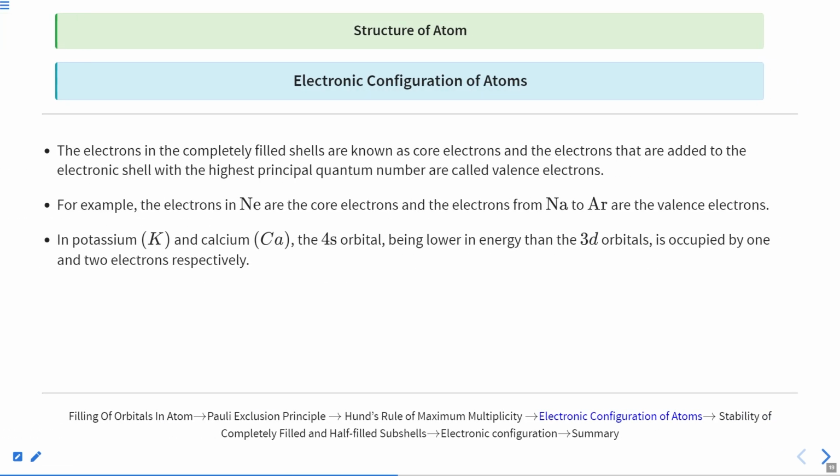Now, the electrons in the completely filled shell are known as core electrons, and the electrons that are added to the electronic shell with the highest principal quantum number are called valence electrons. For example, the electrons in neon are the core electrons, and the electrons from sodium to argon are the valence electrons. So in potassium and calcium, the 4s orbital being lower in energy than the 3d orbital is occupied by 1 and 2 electrons respectively. Clear? Okay.